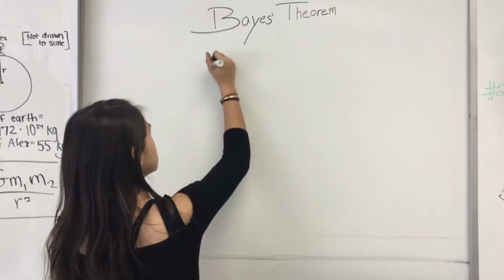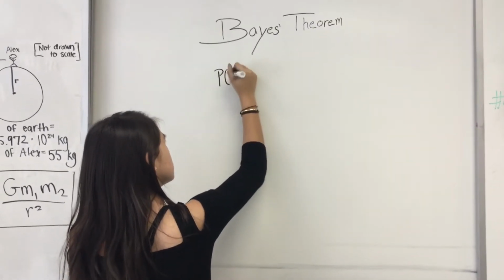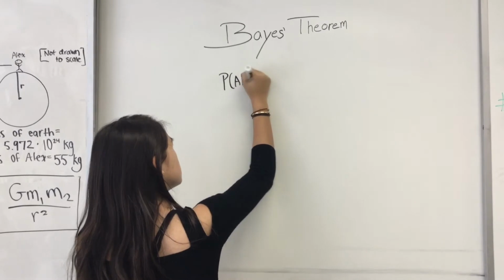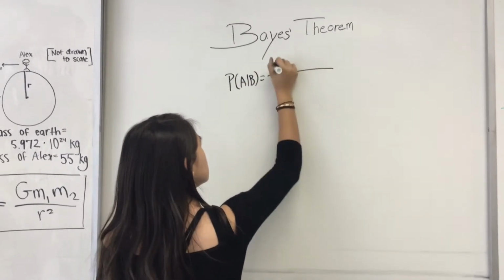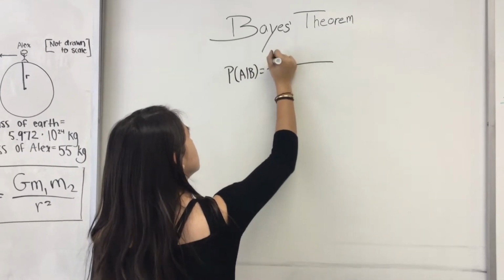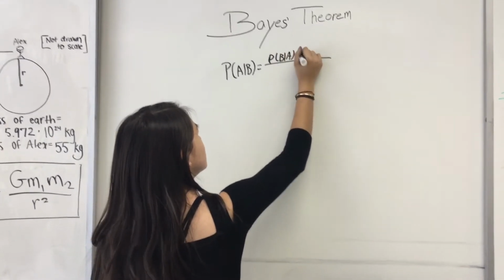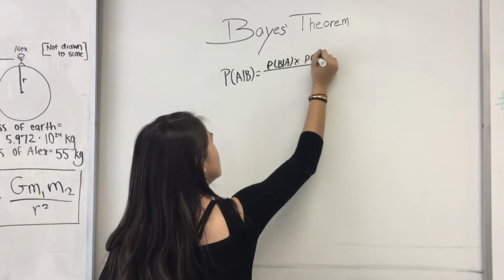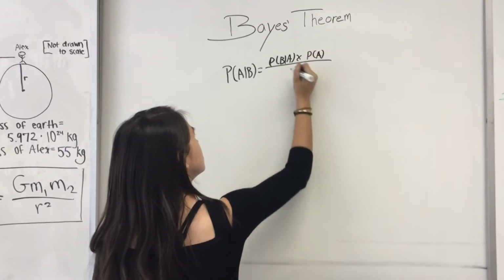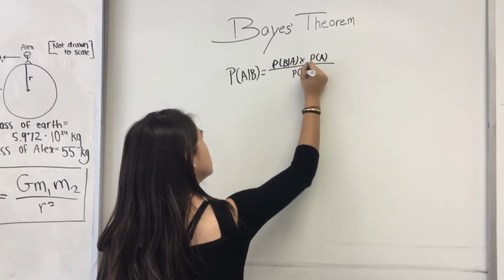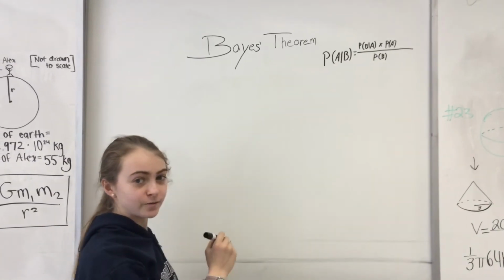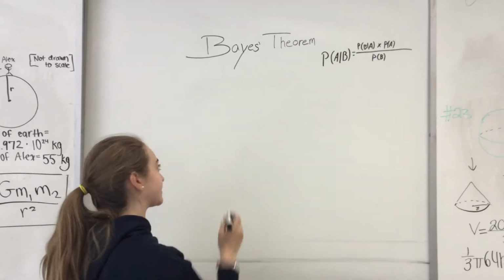Bayes' theorem goes as follows. The probability of A given B equals the probability of B given A times the probability of A over the probability of B. To explain, we will use a problem that involves coins.